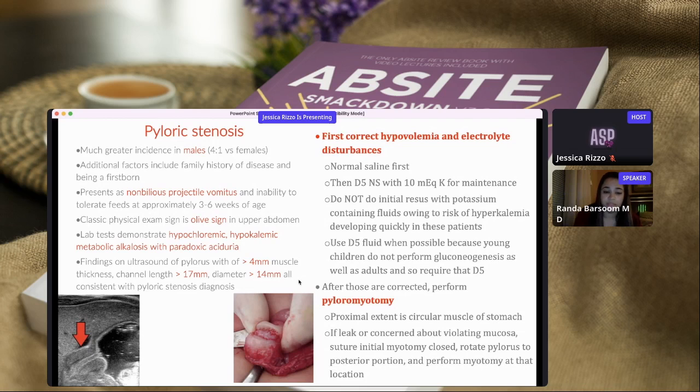Remember that the proximal extent is in the circular muscle of the stomach. If you are concerned that you have violated the mucosa in this, you can just suture the initial myotomy, rotate the pylorus into the posterior portion, and perform the myotomy there.